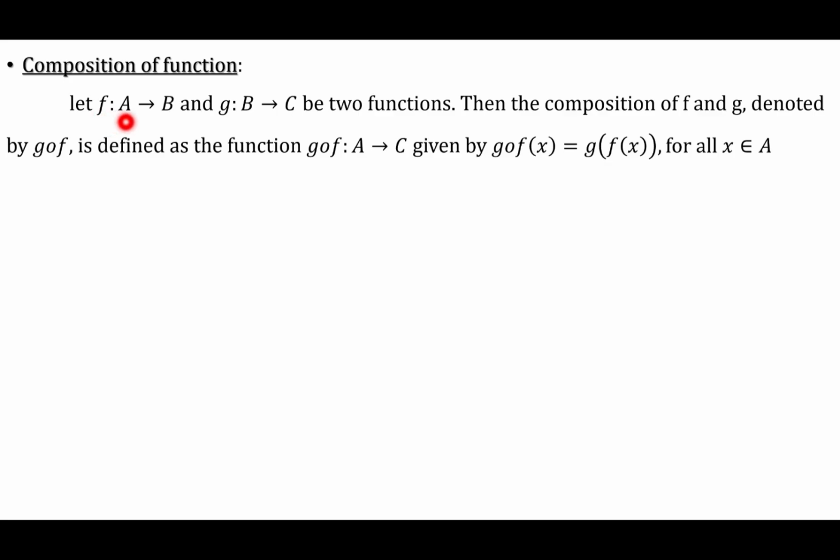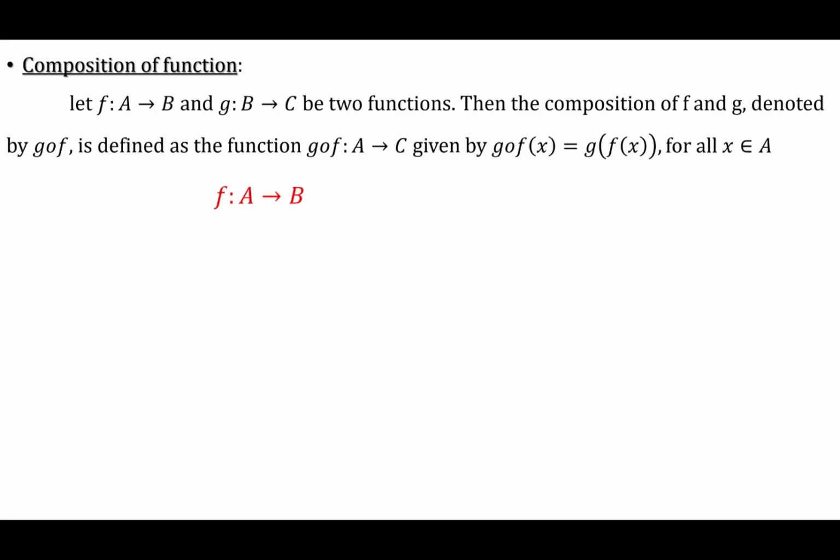Let f map from A to B and g map from B to C be two functions. Then the composition of f and g is denoted by g of f. It is defined by the function g of f from A to C, given by g of f of x equals g of f of x for all x belonging to A. Composite function means combining two functions by putting one inside the other. That's it. Let us have some more details.